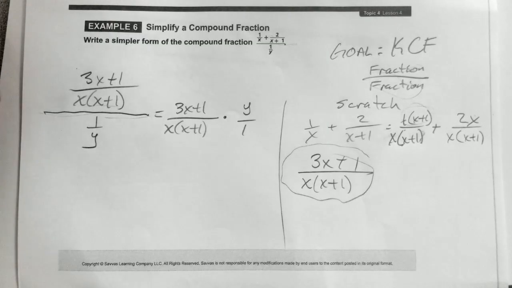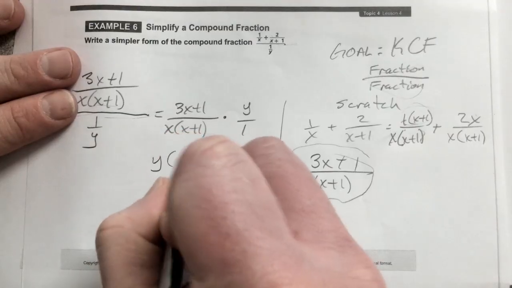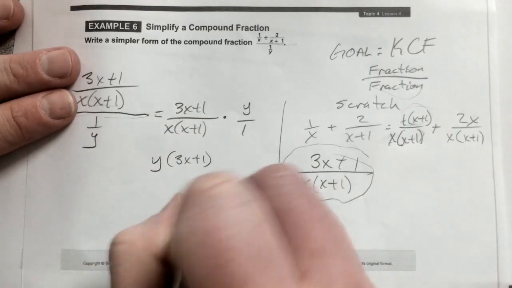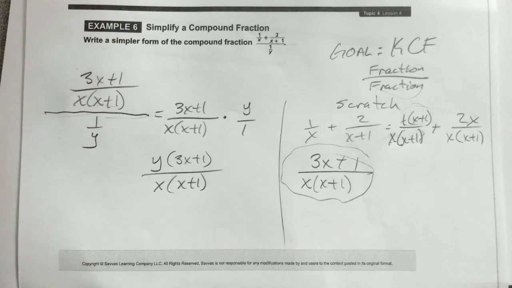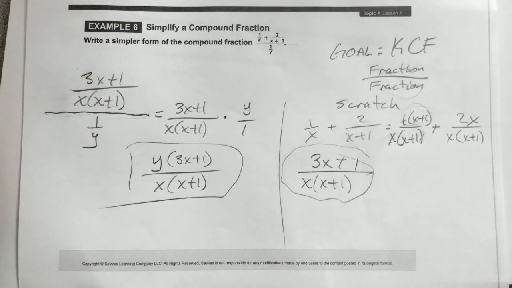Now we multiply straight across the top, across the bottom. We get y times 3x plus 1 over x times x plus 1. Nothing from the numerator will cancel with anything from the denominator. y cannot cancel with x, and 3x plus 1 is not the exact same as x plus 1, so they cannot cancel.